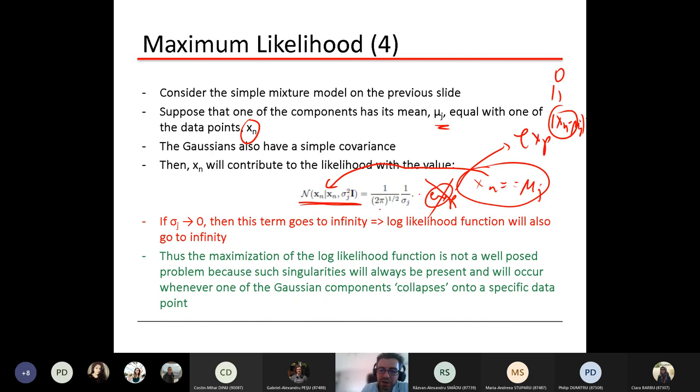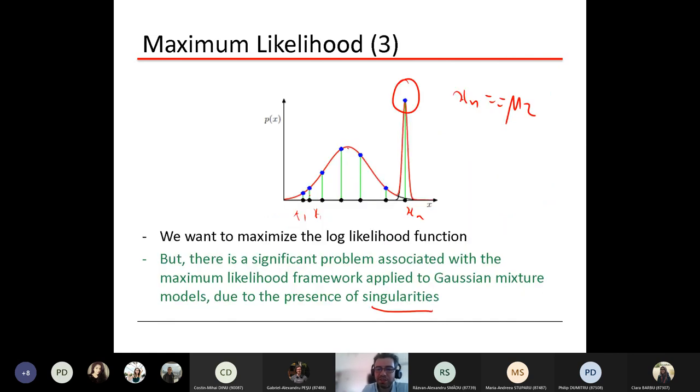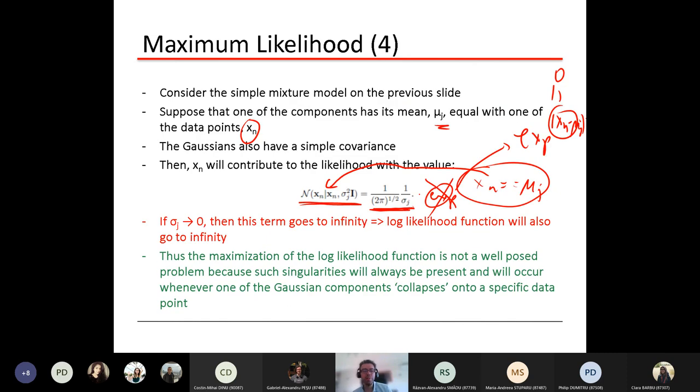Imagine what happens. The only thing that remains is this value. And we want to maximize the product of these probabilities. Can you tell me which is the simplest way to maximize the product of these probabilities? What happens if this variance sigma j for this component goes to 0? What does it mean that the variance goes to 0? How does the Gaussian distribution look if the variance is equal to 0?